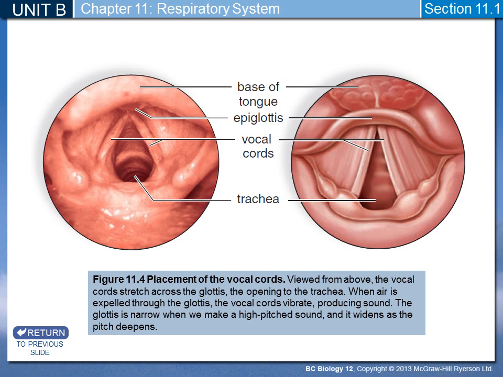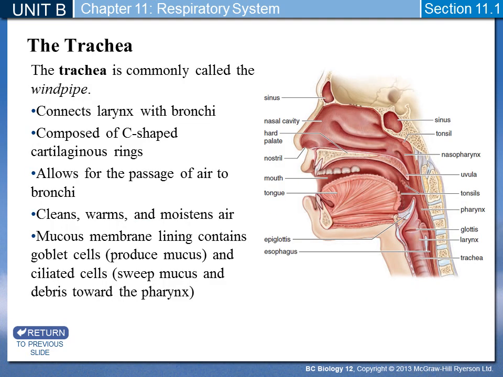Now, the glottis is narrow when we make high-pitched sounds, and it widens as the pitch deepens. So people with a higher voice just means that they have a narrower opening with the glottis, and deeper voices or lower notes are when we have it widened.